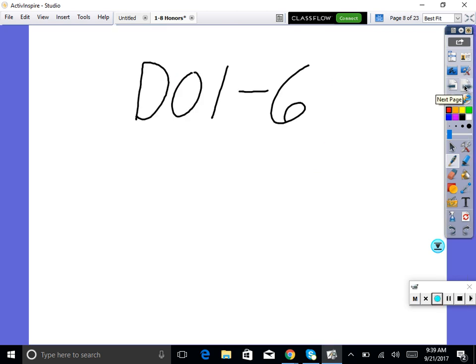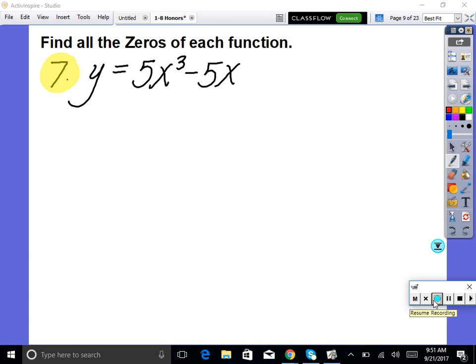Okay, ready, set, go. Do 1 through 6. Okay, so let's solve this one the easy way.